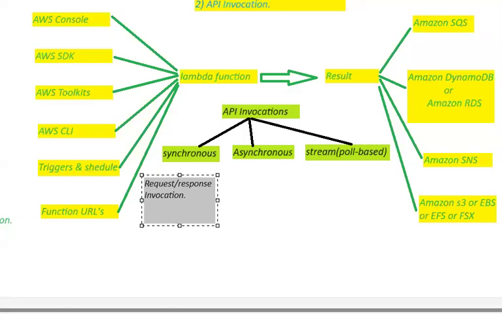Hello guys, welcome back. In this video, let us see different types of API invocations. So here you can see synchronous invocation is one type, asynchronous invocation is another type, and stream-based invocation is one type. That is, we can also say it as poll-based invocation.